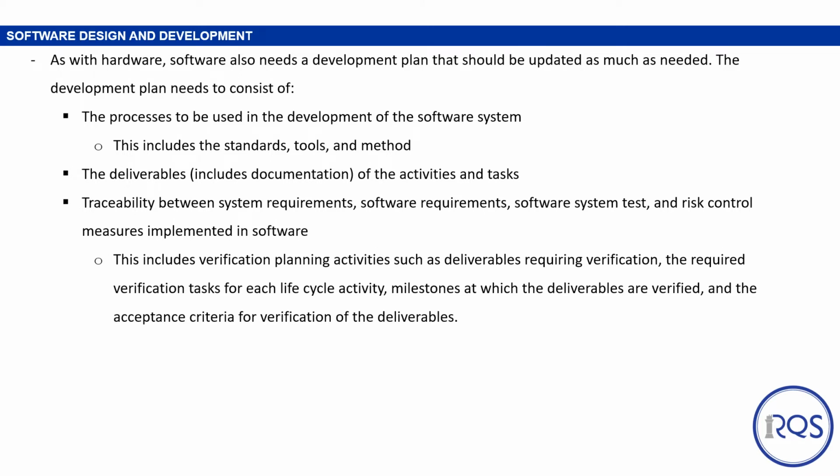Let's now review software design and development. As with hardware, software also needs a development plan that should be updated as much as needed. The development plan needs to consist of the following information. First, the processes used in the development of the software system, and this is the same as hardware requirements and includes standards, tools, and methods.